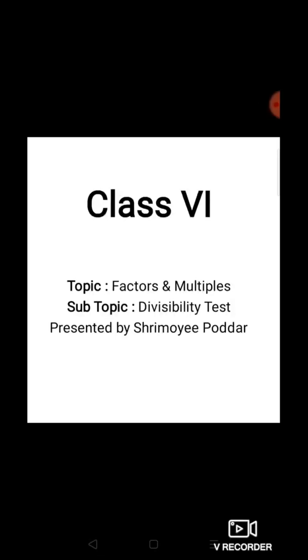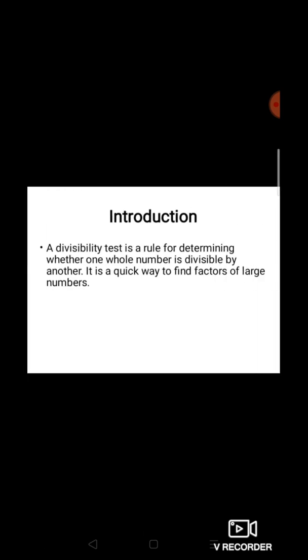Last day we have learned about factors and multiples from the factors and multiples chapter. Today, from the same chapter, we will learn about divisibility tests. At first I would like to discuss what a divisibility test is and why we use it.